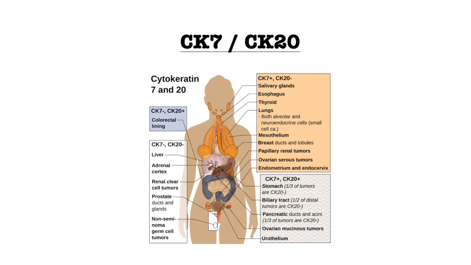Hello everybody. So today's video will be on IHC markers CK7 and CK20, which are the most common screening markers used for metastatic cancers. As you can see in this image, CK7 and CK20 can either be positive or negative, and based on their combination, we can differentiate between the various primaries.